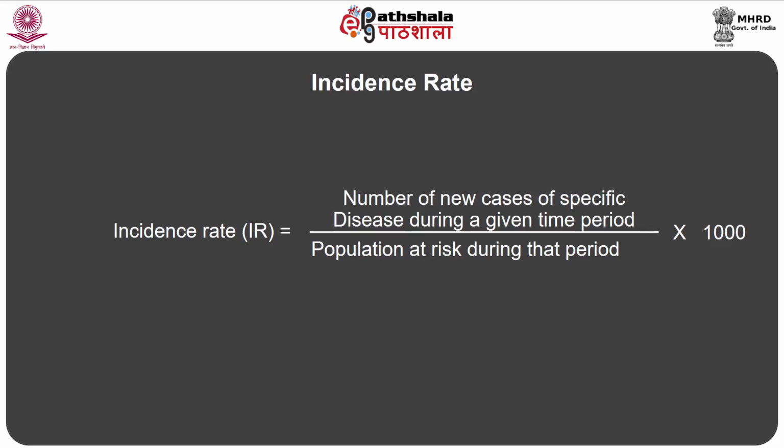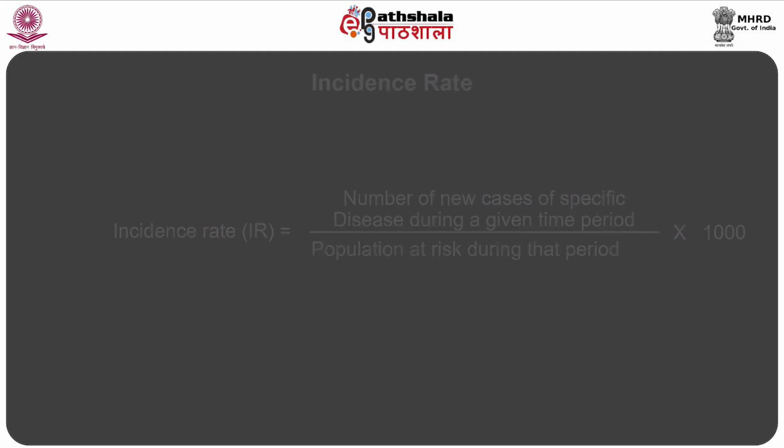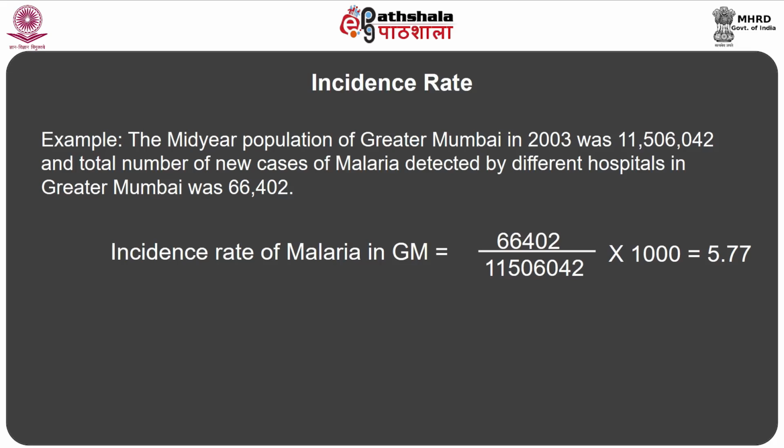Incident rate. Incident rate, IR, equals the number of new cases of a specific disease during a given time period, divided by the population at risk during that period, multiplied by 1000. Example: the mid-year population of Greater Bombay in 2003 was 11,506,042 and the total number of new cases of malaria detected by different hospitals in Greater Bombay was 66,402.